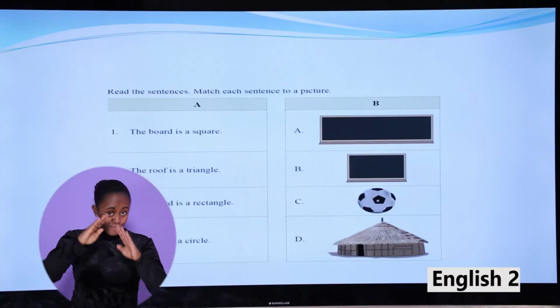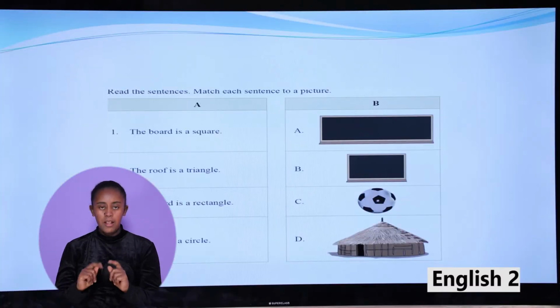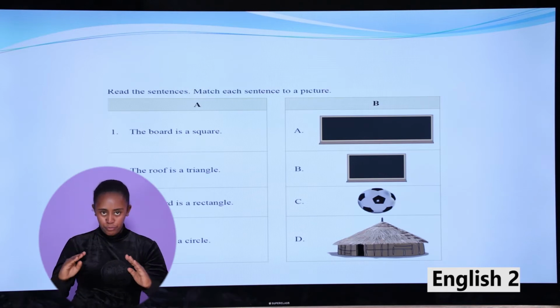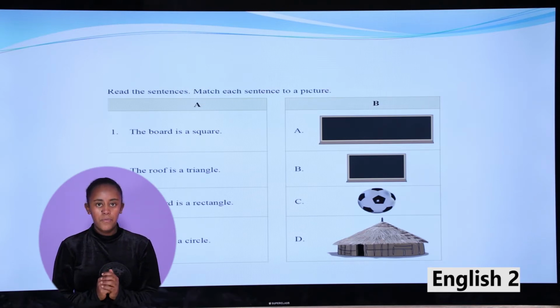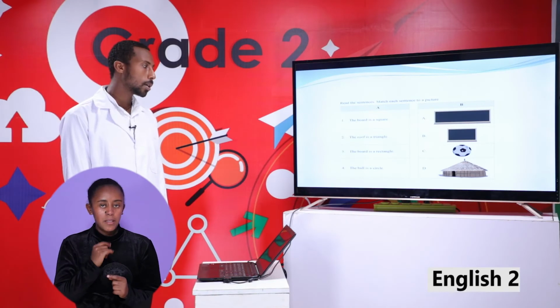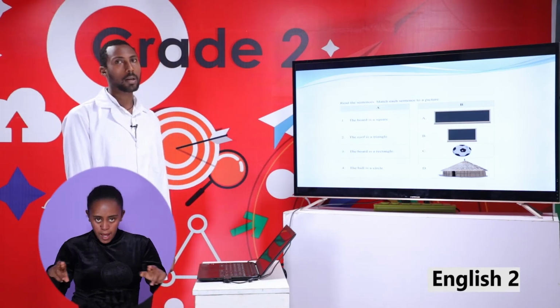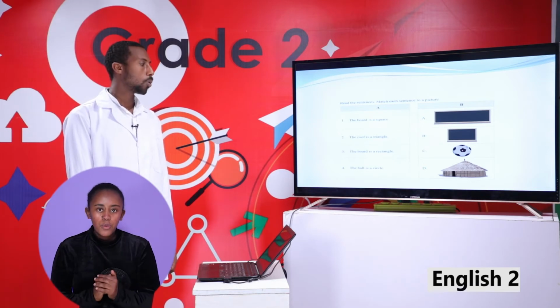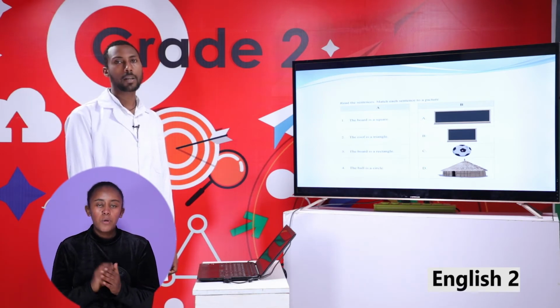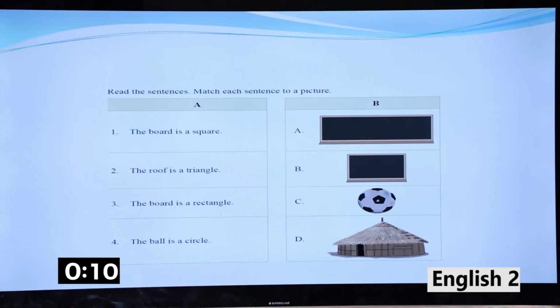Well then, the answer is what? D. Yes. The answer is D, because the roof has a triangle shape. Let us go to the third question. The third question says, the board is a rectangle. So, what will be the possible answer for this question? I give you 10 seconds for this question, students.